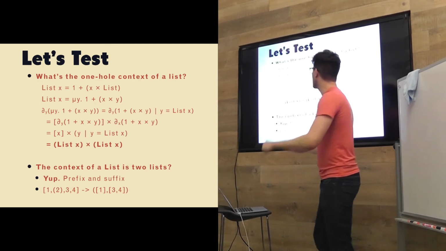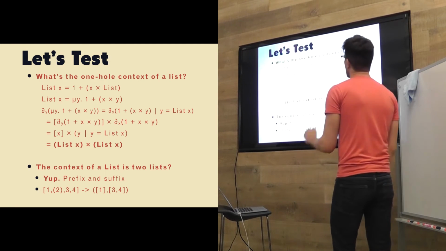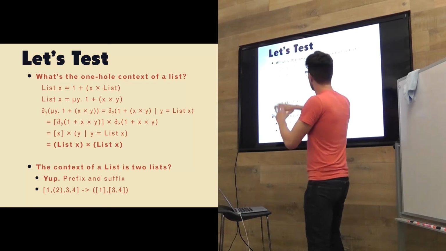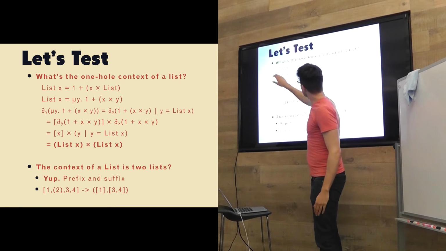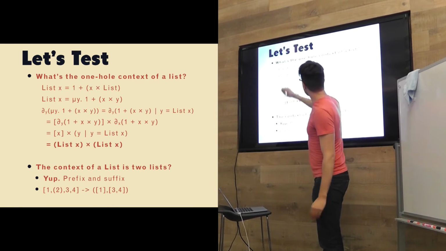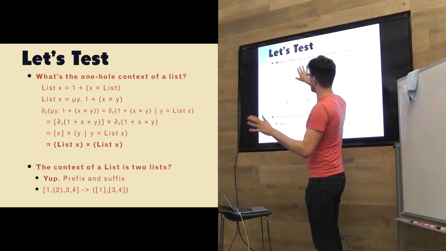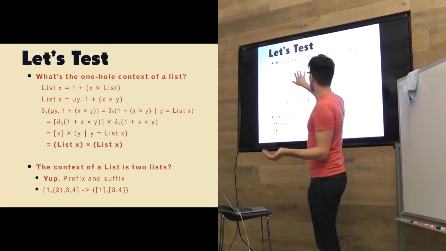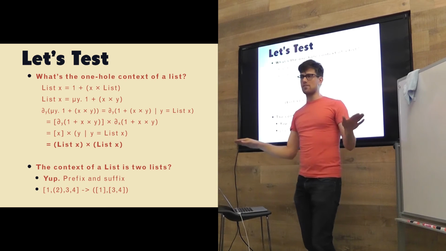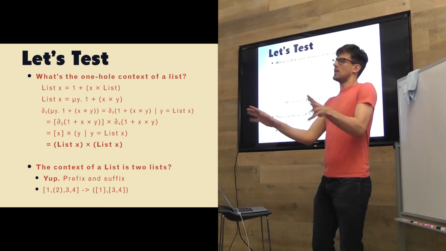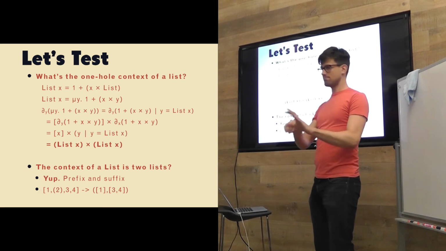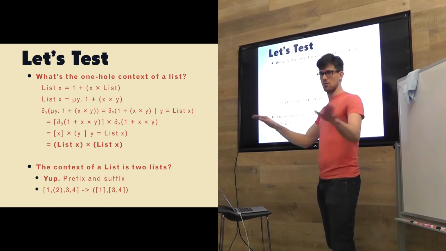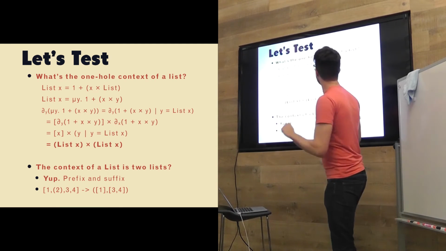So time to do a little mechanical stuff. What's the one-hole context for the list? Well, let's write the list type, okay? A list of x's, right, is either an empty list, cool, or the product of an x and another list, so the head and the tail. Does that make sense to everyone? We've all seen this before, a lot of us have probably seen this before. Cool? Does that make sense? Okay, that's so cool.